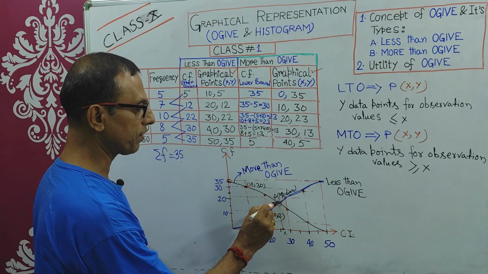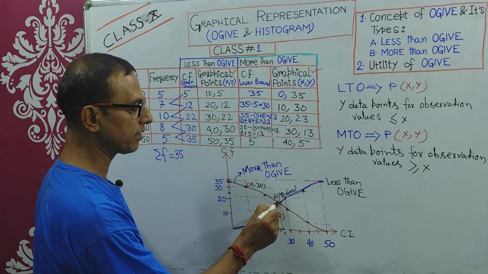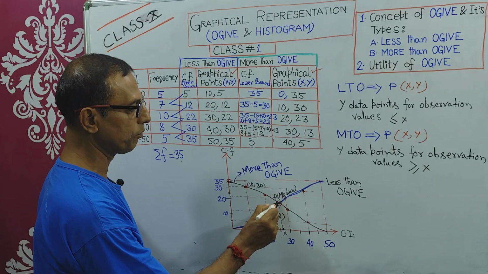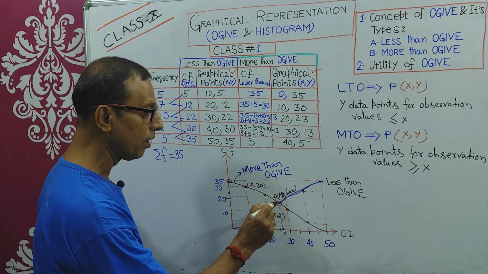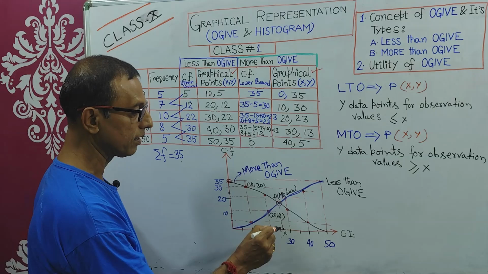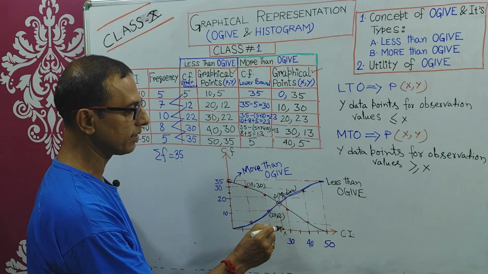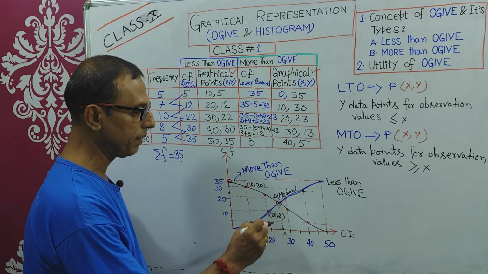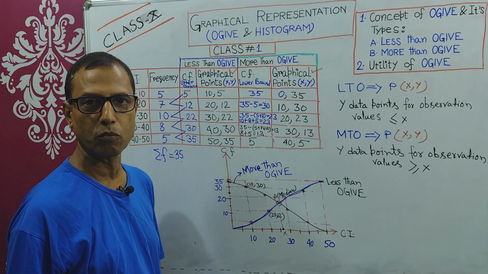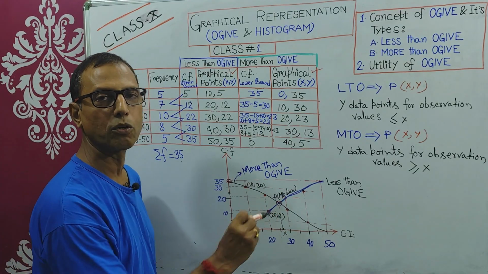So to get the respective observation value of this intersection point of less than ogive and more than ogive, you need to draw a perpendicular on the x-axis. That value along the x-axis is the median. That means the intersection point of less than ogive and more than ogive helps to find the median.